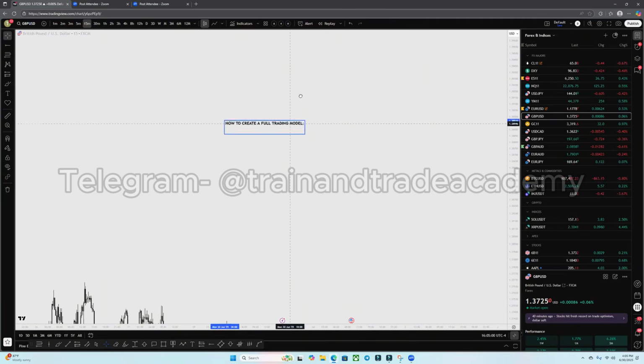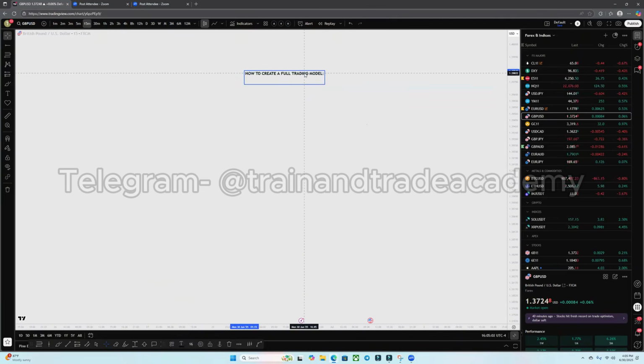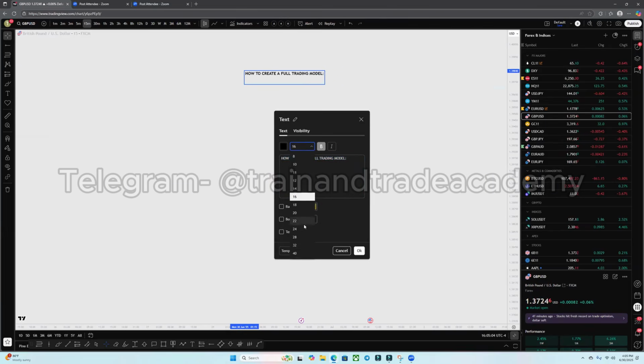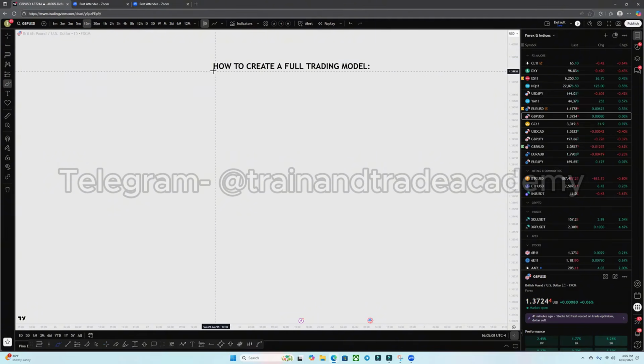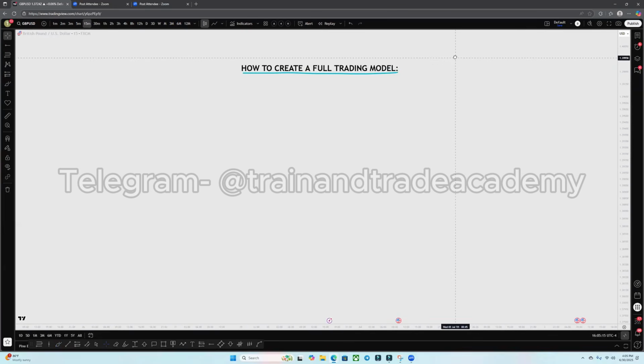Because at the end of the day, when it comes to trading, it's so much easier to go into the marketplace and not have to think too much. Everything is already outlined and it just helps with execution, because the whole point of trading is how are we going to be able to execute at a high level? And that's the biggest thing.